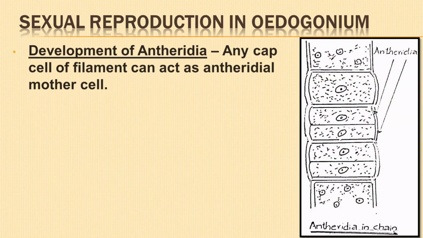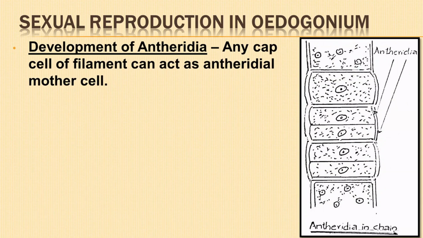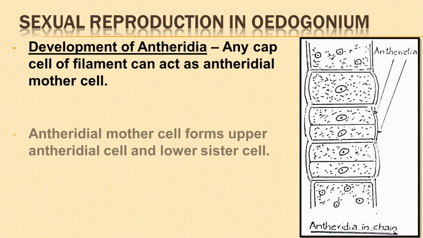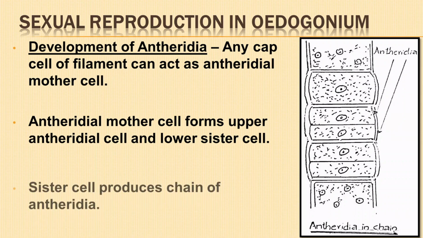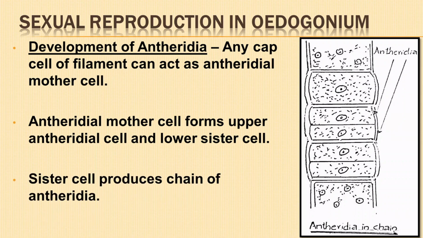The antheridia are intercalary as well as terminal. In fact, any cap cell of the filament can act as the antheridial mother cell. The antheridial mother cell undergoes transverse division, giving rise to an upper, smaller antheridial cell and a lower, larger sister cell. The sister cell divides several times and produces a chain of antheridia.